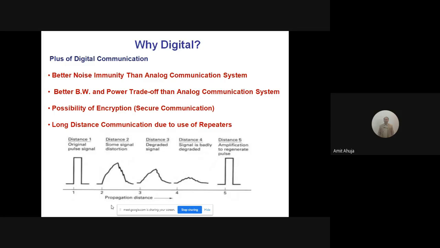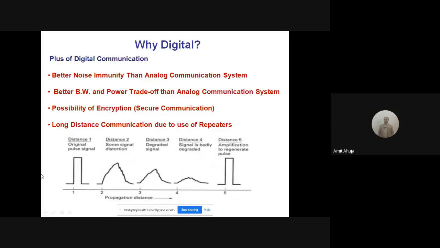That is one thing. The second thing is, again, as we discussed, why digital? Why are we shifting to digital? Why are we converting? As we discussed, one of the important things is better noise immunity as compared to analog communication systems.